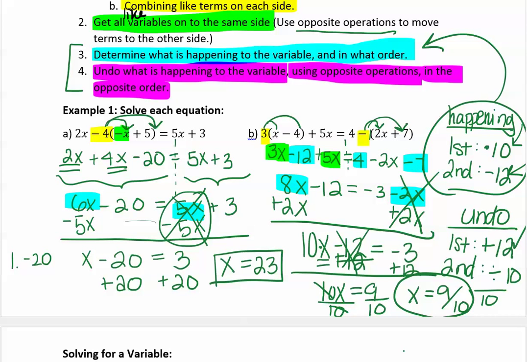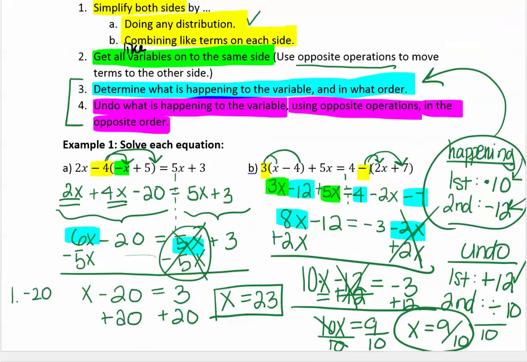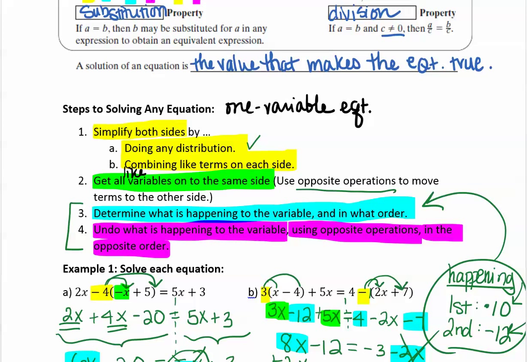Okay, that should have been more or less review. If that was a little fast, you might want to look up some more resources on solving equations to help you out. But I really suggest just following these steps and you'll be fine. That'll work for just about any equation, though it's one variable, okay?